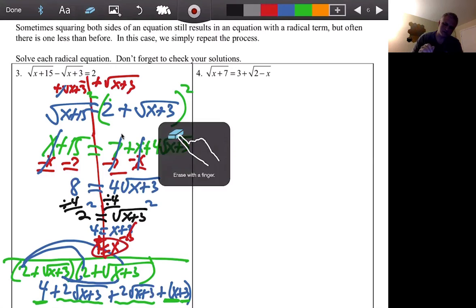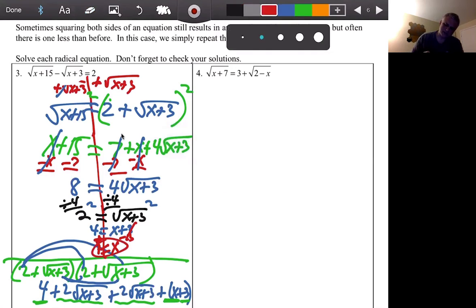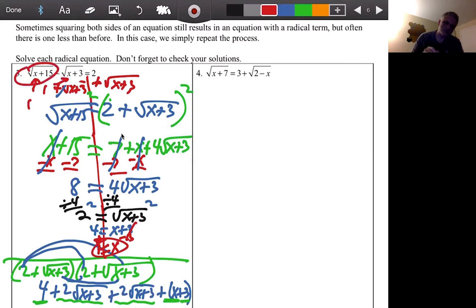Okay, erase this a little bit. So again, we're checking x equals 1. So 1 plus 15 is 16. You take the square root of 16 and you get 4. 4 minus 1 plus 3 is 4. The square root of 4 is 2. Then on this side, it says equals 2. 4 minus 2 equals 2. Check. X equals 1 is a good answer. Okay, so we're going to keep it.